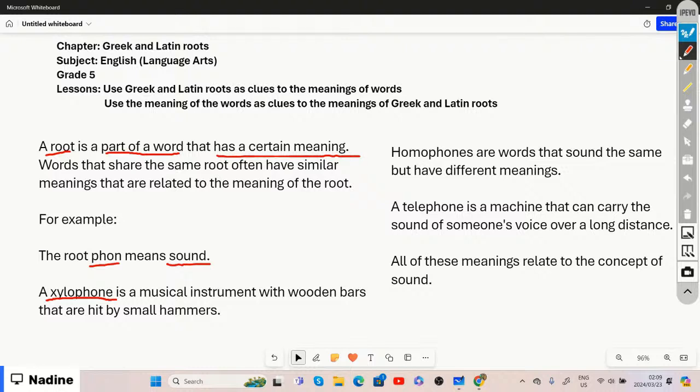And then another word with the word phone in, right? It's called a telephone, right? And there we have the word phone in telephone. So xylophone, and here we have telephone. And telephone, it's a machine that can carry the sound of someone's voice over a long distance, right? Meaning that if you call someone, you would then hear the sound of that person's voice, right? You won't see the person, but you'll hear the sound of the voice.